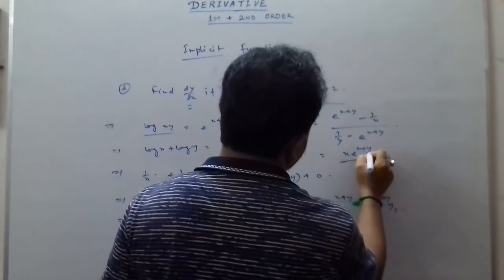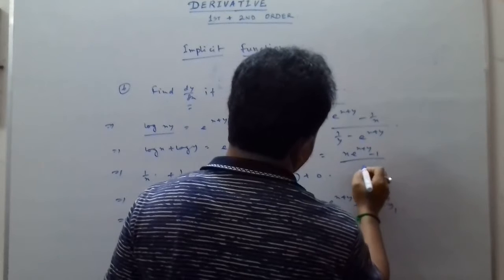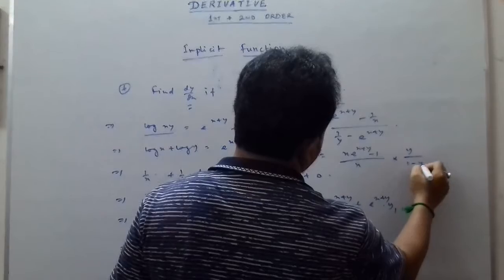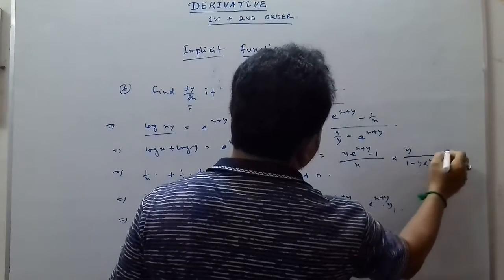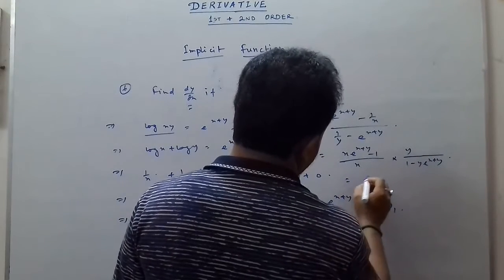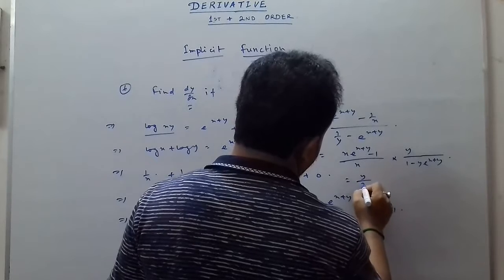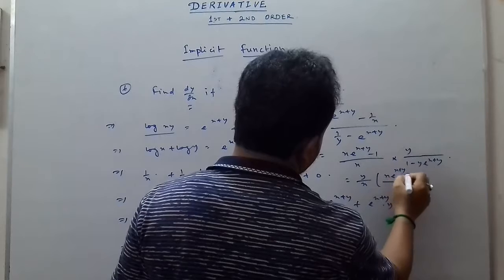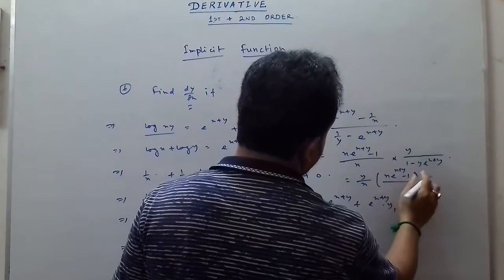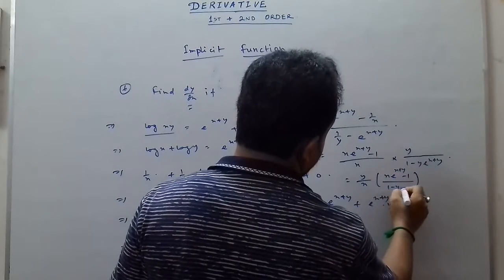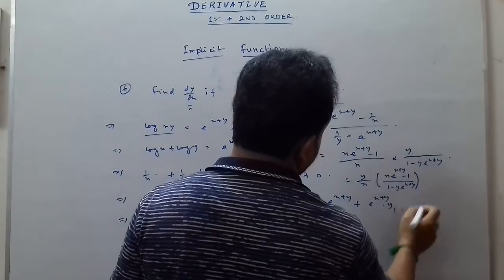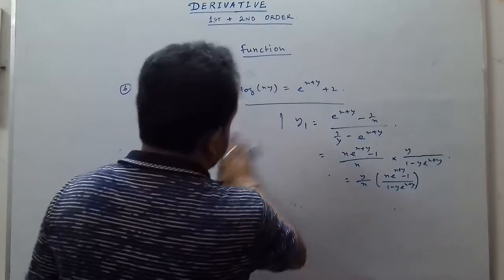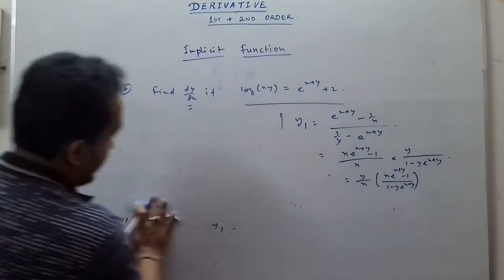x e power x plus y minus 1 by x into y divided by 1 minus y e power x plus y. After simplifying, we get this. So y over x into e power x plus y minus 1. This one is our result.